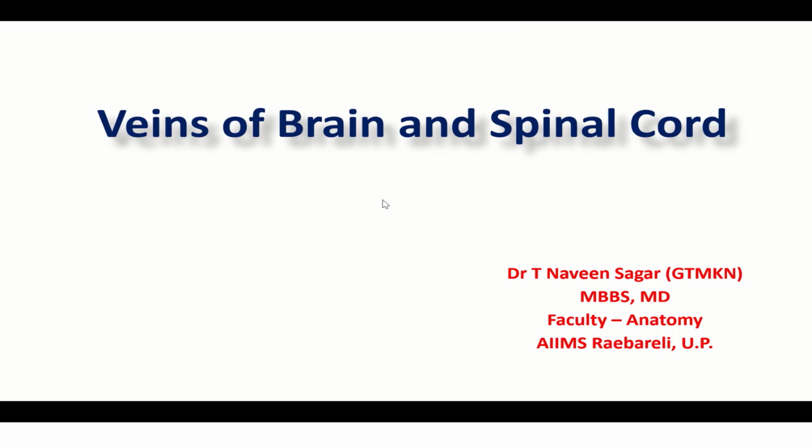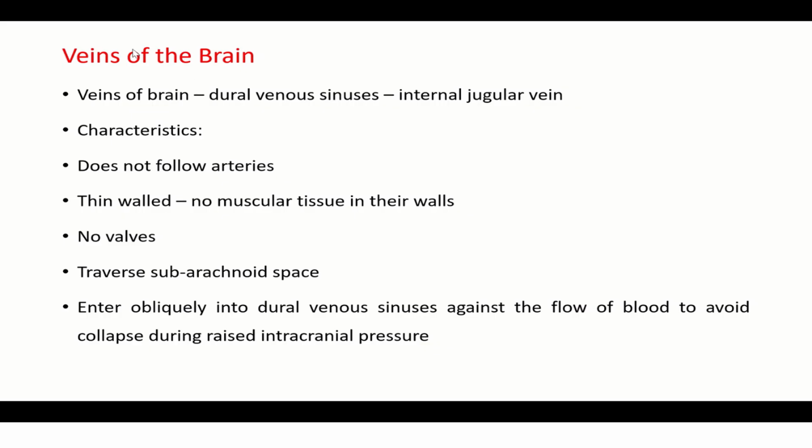So in the earlier session, you have seen the arterial supply of the brain and spinal cord. In this session, we'll be dealing with the veins of brain and spinal cord. So veins of the brain drain into dural venous sinuses, which ultimately drain into the internal jugular vein. Dural venous sinuses is a separate class which has already been completed.